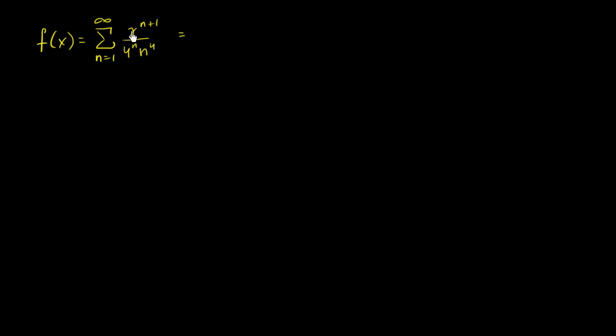When n is equal to 1, this is going to be x squared over 4 times 1 to the fourth, so it's just going to be 4. When n is equal to 2, this is going to be x to the third power over 4 squared times 2 to the fourth power. And we know this, of course, is 16 times 16, which would be 256. But I'll just leave it like that for now.